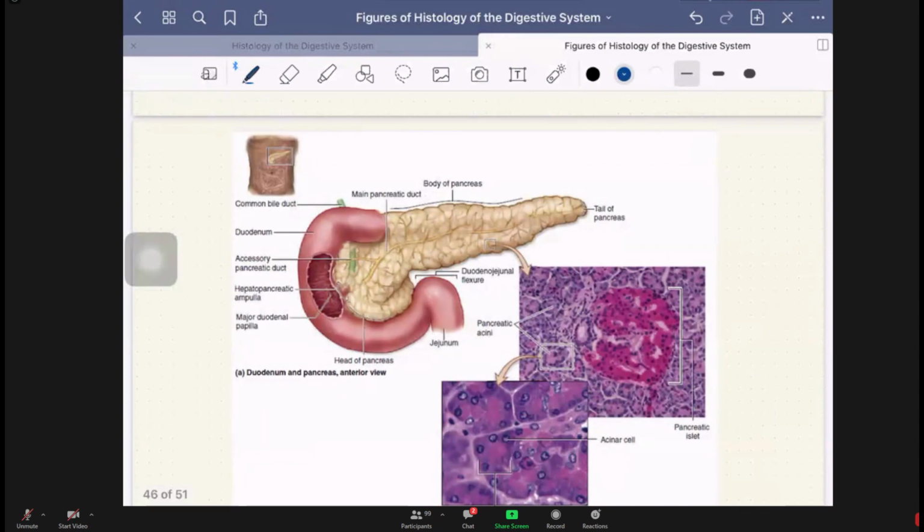Now pancreas. We know that pancreas is a mixed gland. Why is it called mixed gland? Because it has both exocrine and endocrine functions. What is the function of the exocrine part? Secreting the pancreatic enzyme. The function of the endocrine part? Insulin, glucagon, somatostatin, pancreatic polypeptide.